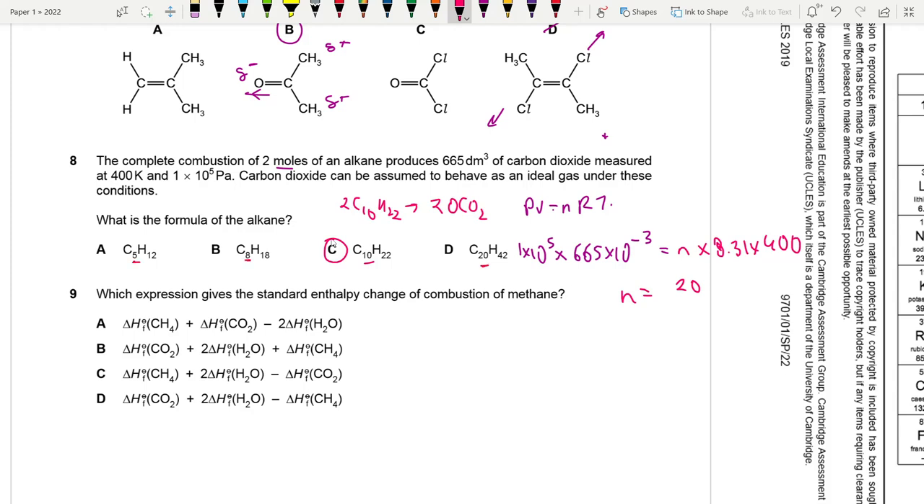Hopefully I could clarify, okay? But if you want proof, C10H22 2 moles plus oxygen is equal to 20 CO2 plus H2O. We should have 22 over here, right? Like that.